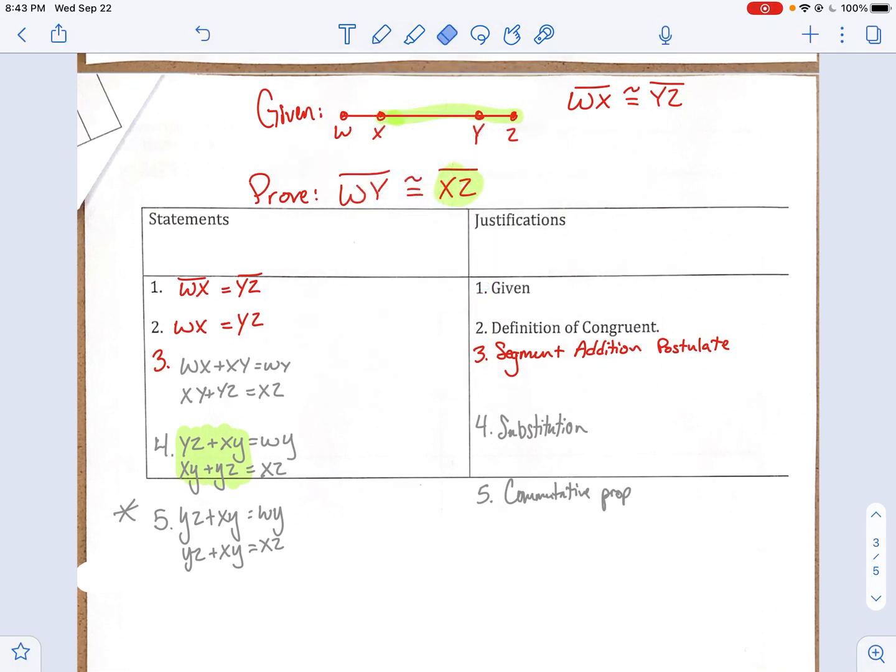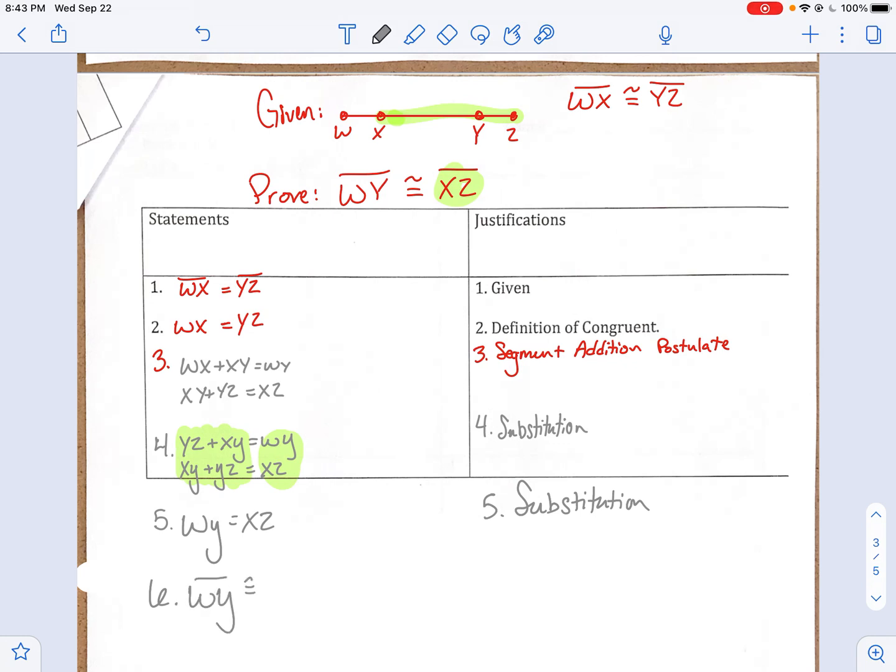What really matters is that you notice those are the same. So if those two things are the same, then these two things must also be the same. So WY equals XZ, again by substitution, and then 6, WY is congruent to XZ by our definition of congruence. So let me know what questions you have.